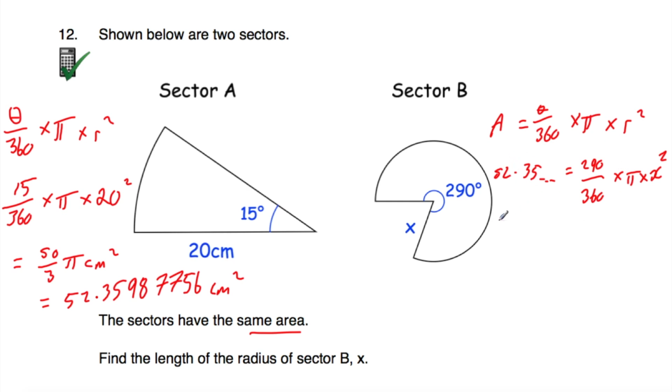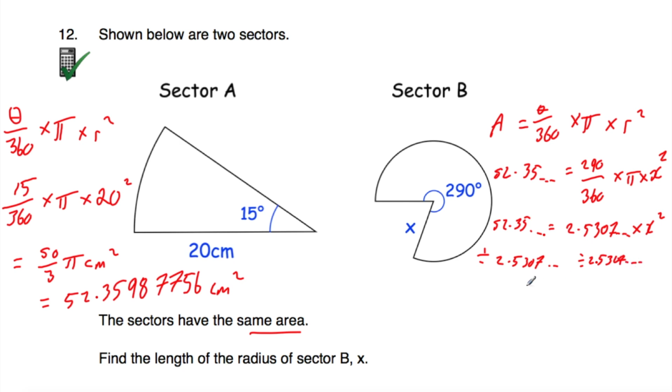So I'm going to leave the area as 52.35 and so on. And that's equal to, and I'm going to work out what 290 over 360 times pi is. When I work that out, I get 29 over 36 pi, or 2.5307 and so on. So that's what this part's equal to, and that's multiplied by x squared. I want to work out what x is, so I want to get the x squared on its own. So I'm going to divide both sides by 2.5307 and so on.